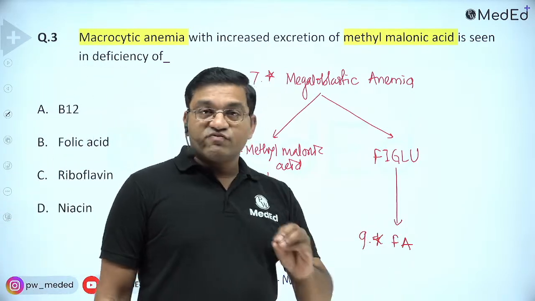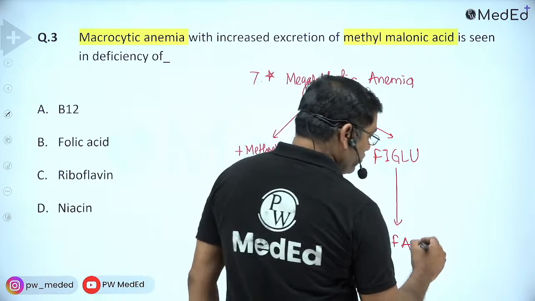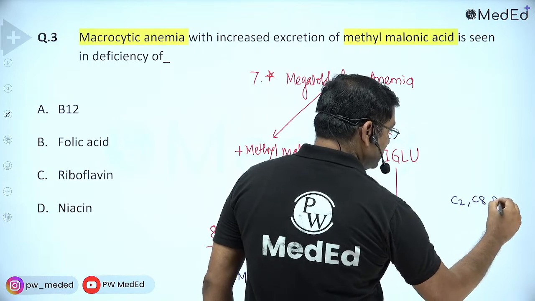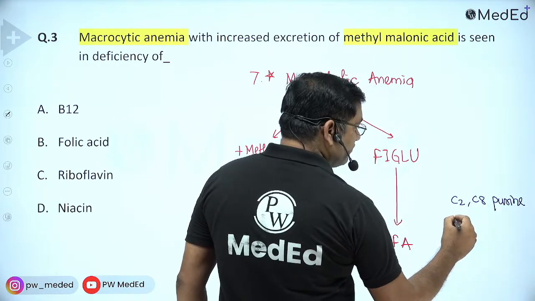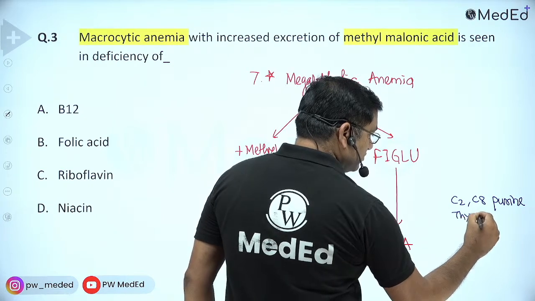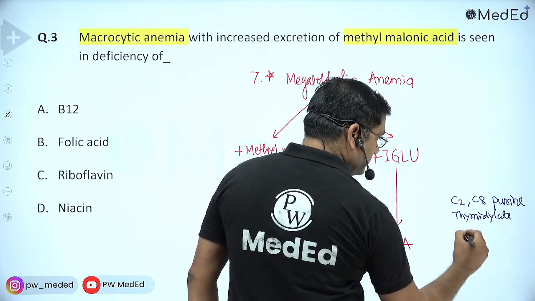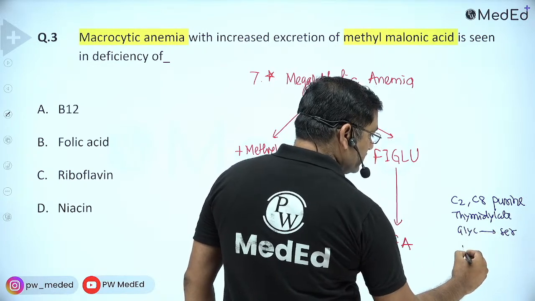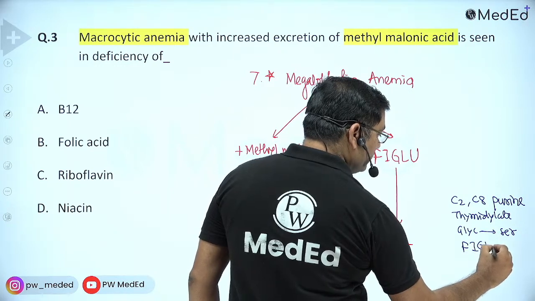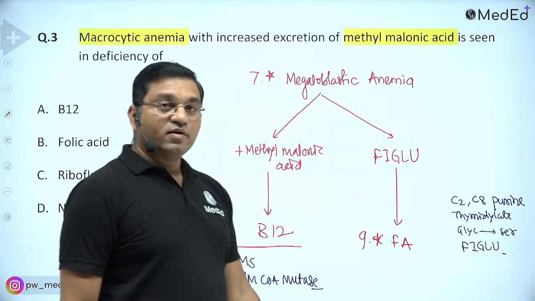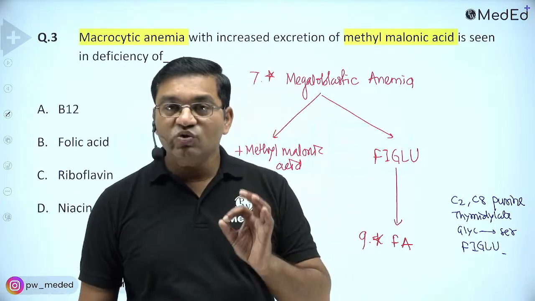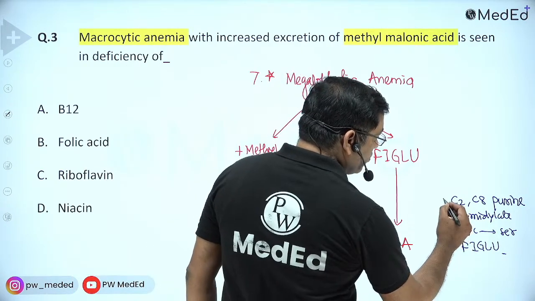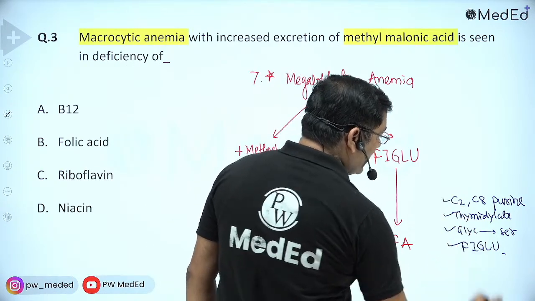Folate has 5 important functions in our body. It is important for C2 and C8 of purine synthesis. Folate is required for thymidylate synthesis. It is required for conversion of glycine into serine. Then it is important in the histidine load test, in which FIGLU, formiminoglutamic acid, is excreted in the urine. So these are the important reactions catalyzed by folic acid.